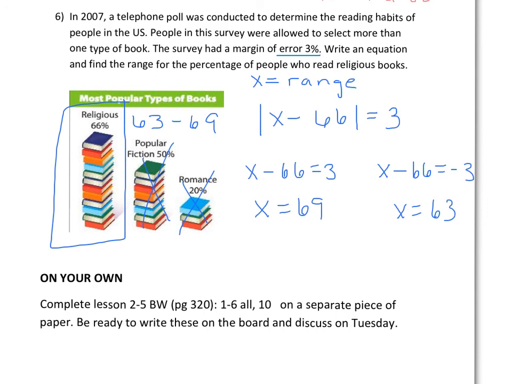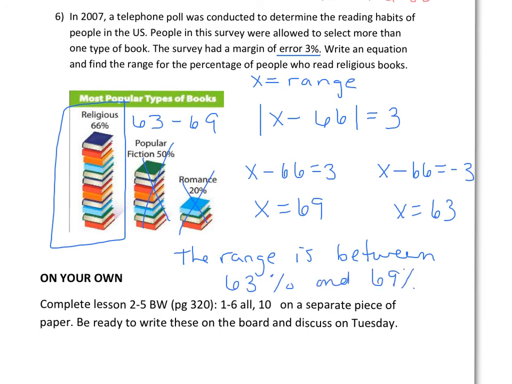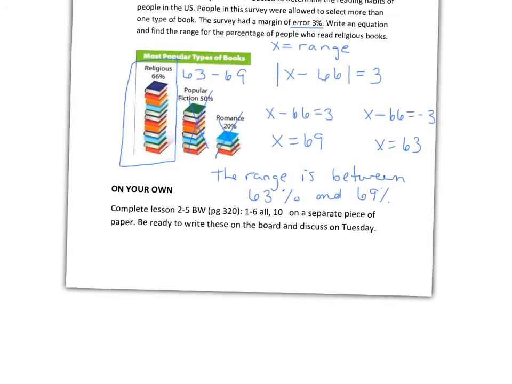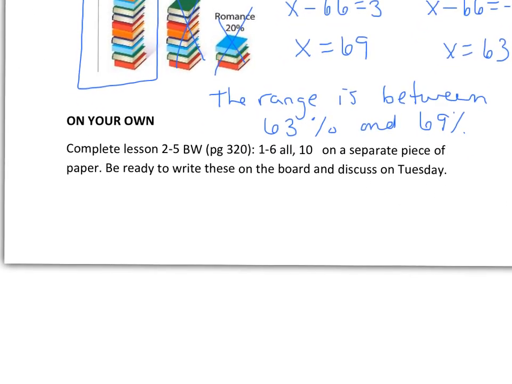Okay, so the range is between 63% and 69%. All right, and so on your own now, you are going to complete lesson 2.5 in your textbook. You're going to do 1 to 6 and number 10 on a separate piece of paper.